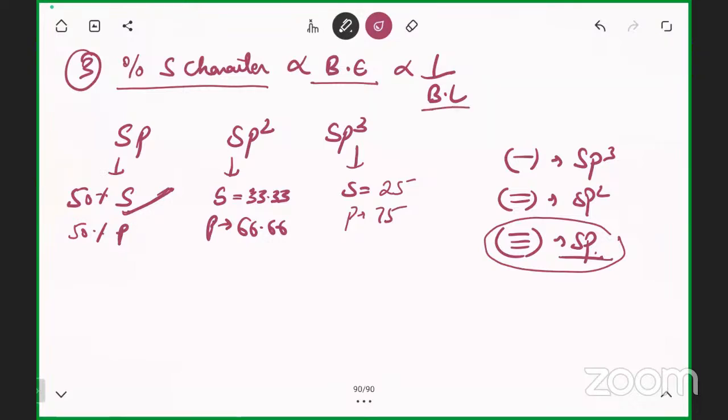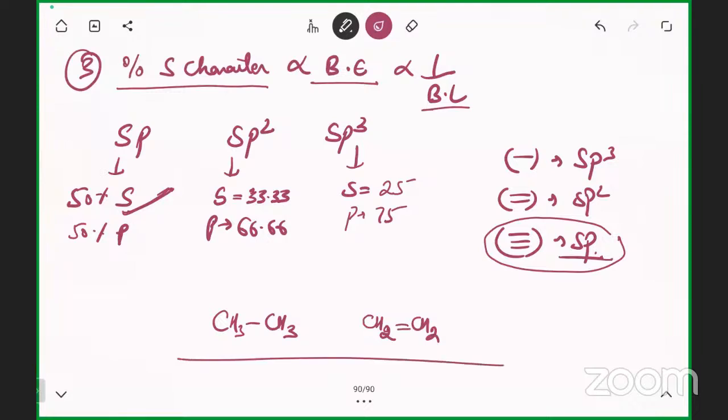So if I talk about the maximum bond energy, just tell me which will have the maximum bond enthalpy. Okay, bond energy. I'm making the shape. CH3 single bond CH3. Okay, then CH2 double bond CH2.